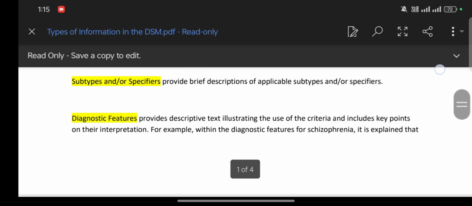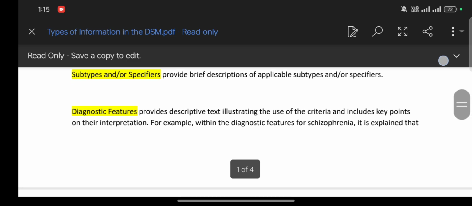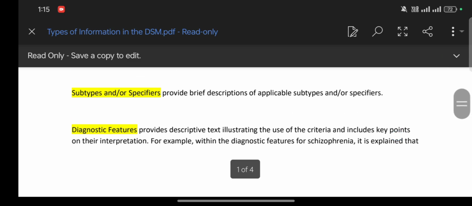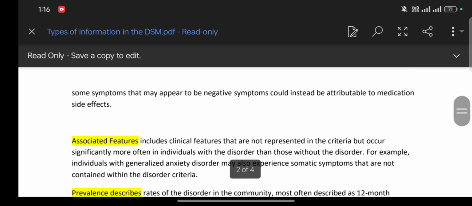Then the third one is diagnostic features. This section explains the main symptoms and how to understand them properly. For example, in schizophrenia, some people may look like they have negative symptoms, like lack of emotions, but those might be due to medication side effects that could not be considered as the disorder itself. If the person has symptoms that show schizophrenia, then it is necessary that they do not have any medication-induced symptoms.